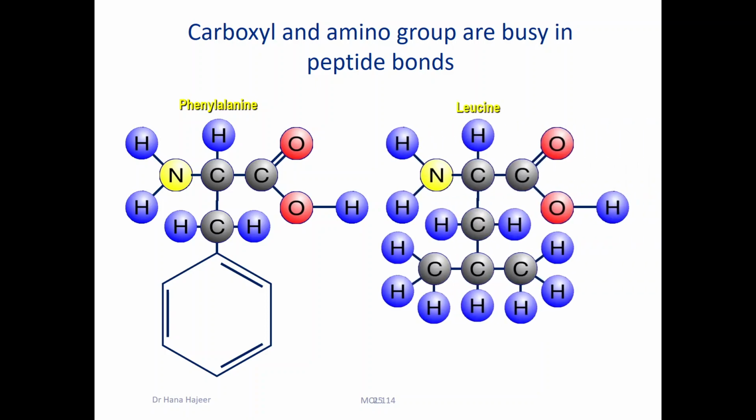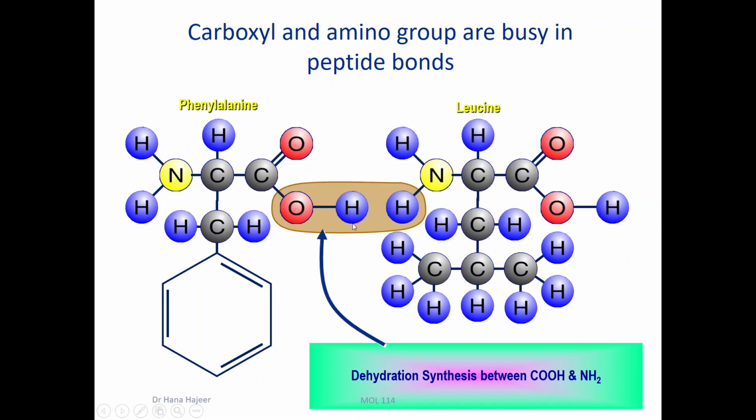So as I said before, the carboxyl group and the amino group, as you can see here, they are busy in the peptide bond. That's why the R, here is the R for this phenylalanine, and this is the R for leucine. They are the ones that dictate the property of the amino acid. They are going to influence the folding, and they are going to influence the properties of the protein in general.